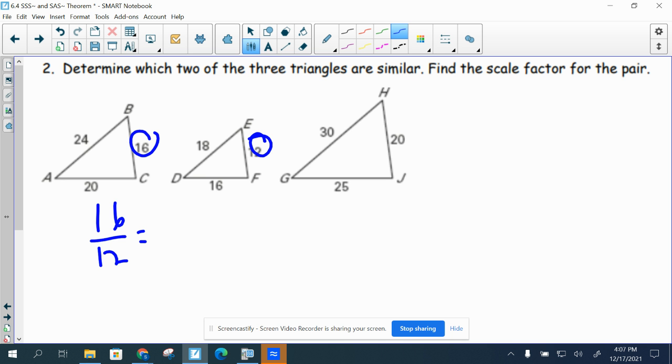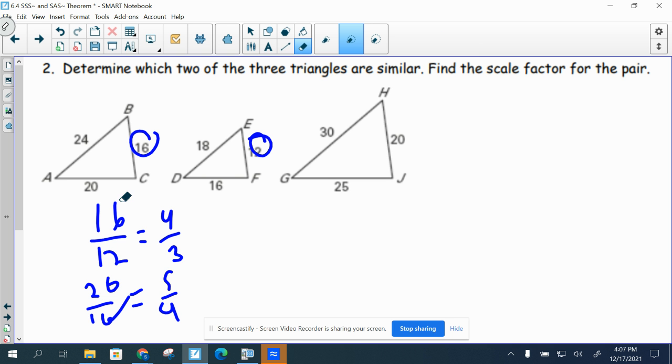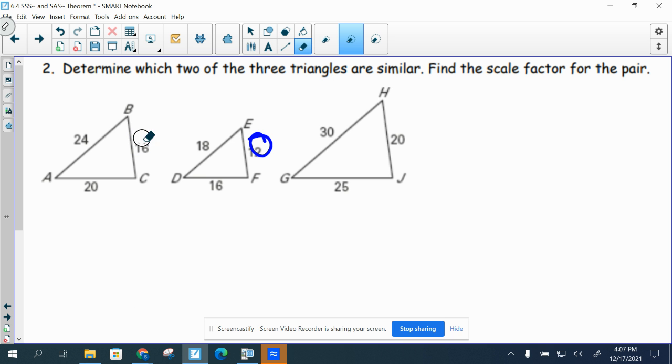16 over 12 is 4/3. Then the next shortest side lengths would be the 20 and the 16. So 20 over 16, if you divide by 4, you would get 5/4. So these two are not going to be similar. But ABC might be similar to the other triangle on the right, so we'll check those ones.